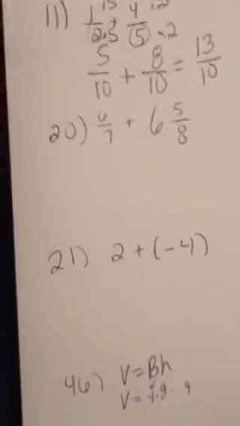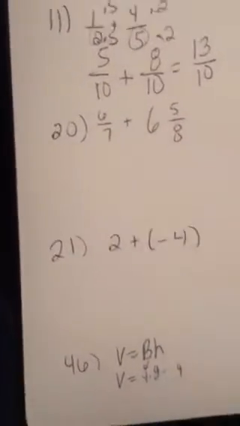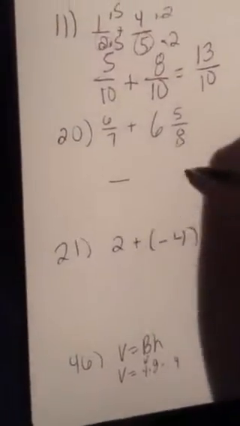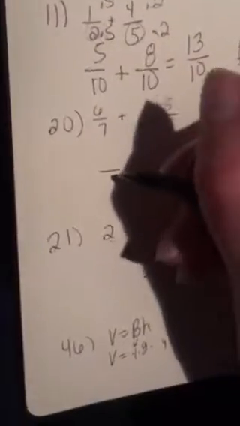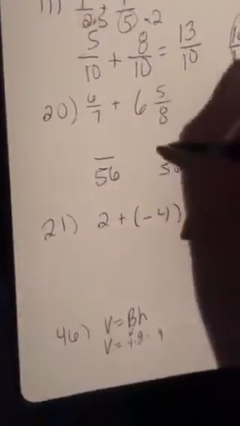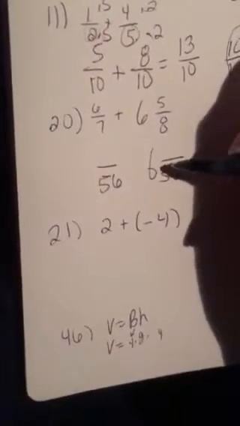For number 20, we're still adding, and we're adding with our denominators still not the same. So I'm going to think, what denominator do 7 and 8 have in common? Well, I know if I multiplied them together, I would get 56, so I'm just going to use that. And I'm just going to bring the 6 down for now and not worry about it.